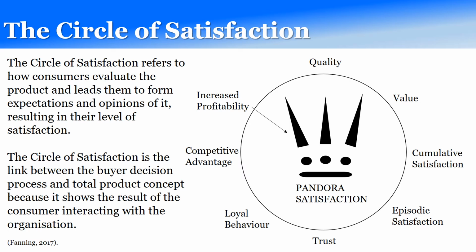So the circle of satisfaction is the third stage that consumers go through when experiencing a total product. Consumers use the circle of satisfaction to evaluate the product and then form attitudes, opinions, and their overall satisfaction. The circle of satisfaction is the link between the buyer decision process and the total product concept because it shows the result of the consumer interacting with the organization. So on the right is the circle of satisfaction for Pandora. And now we'll go into more depth about the aspects of the circle of satisfaction.